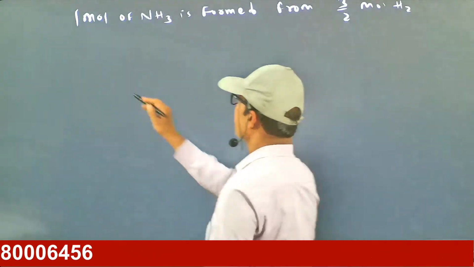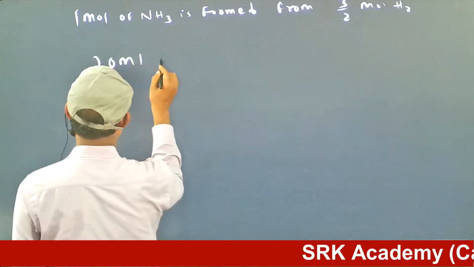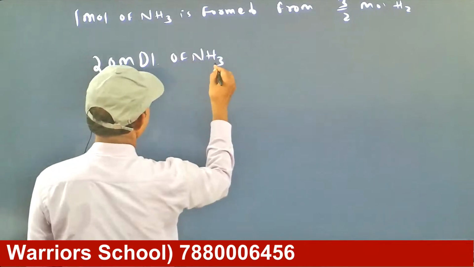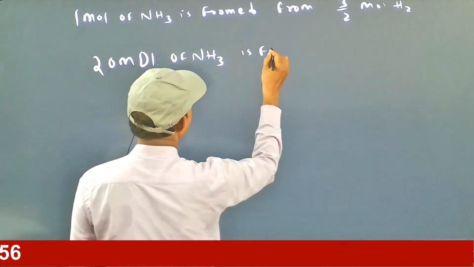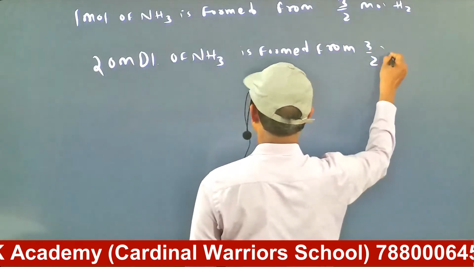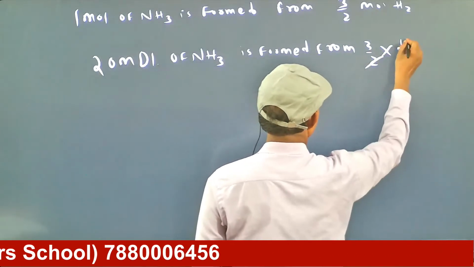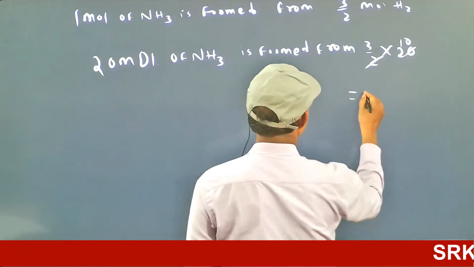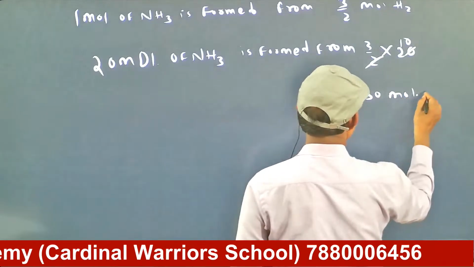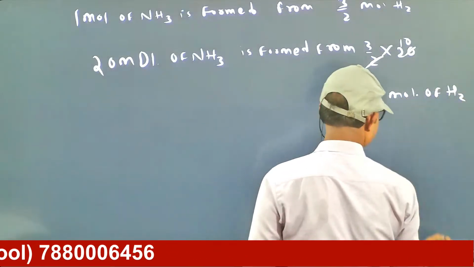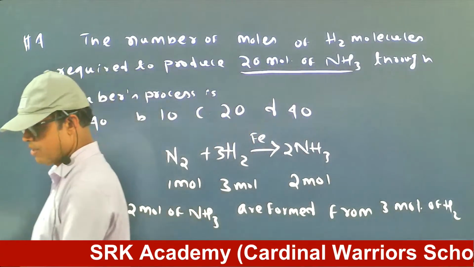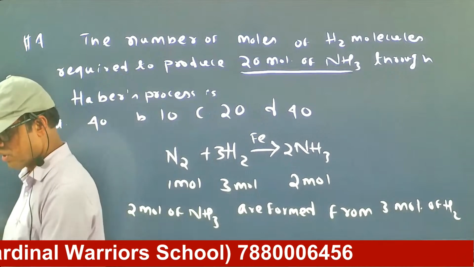So 20 moles of ammonia. To get 20 mole of ammonia, 20 moles of ammonia is formed from 3 upon 2 multiplied by 20. It becomes what? 30 mole of hydrogen.